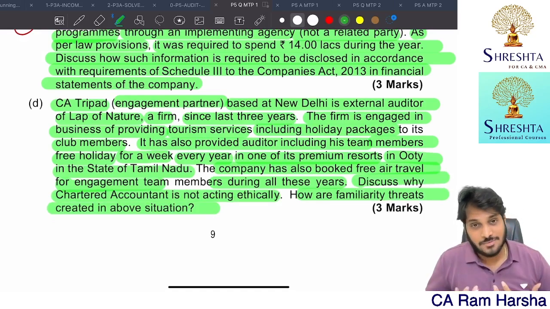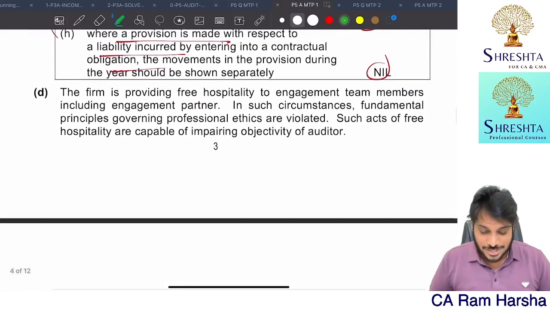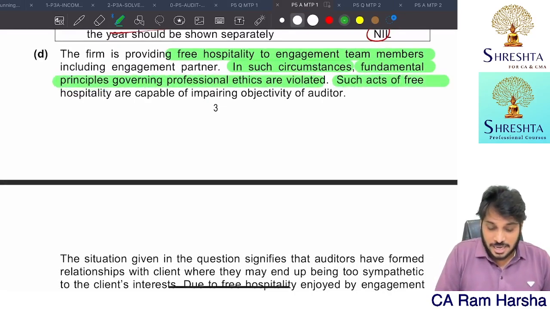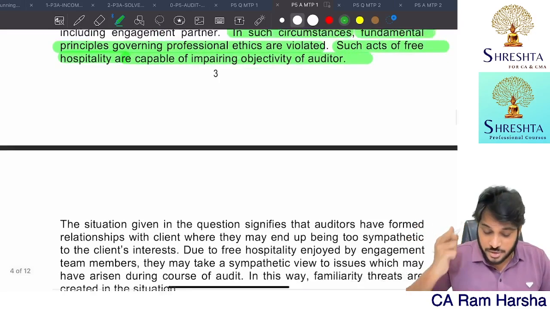Obviously, when we are taking any benefit from the client, it creates sympathy. We will become more sympathetic to the client. It creates a familiarity threat. So straight away, the firm is providing free hospitality. In such a circumstance, fundamental principles are violated. Such acts of hospitality are capable of affecting, impairing, reducing the objectivity of the auditor.